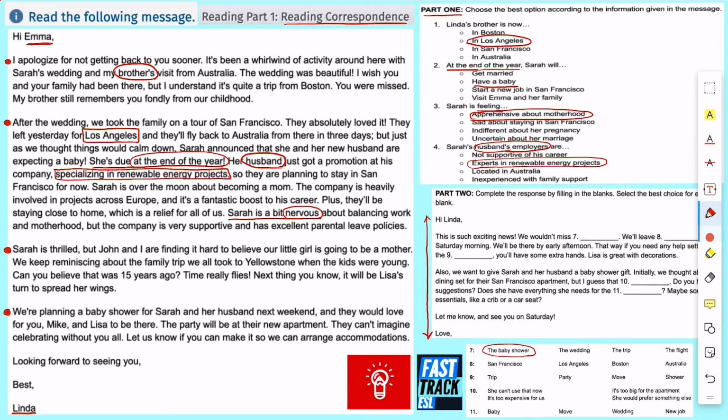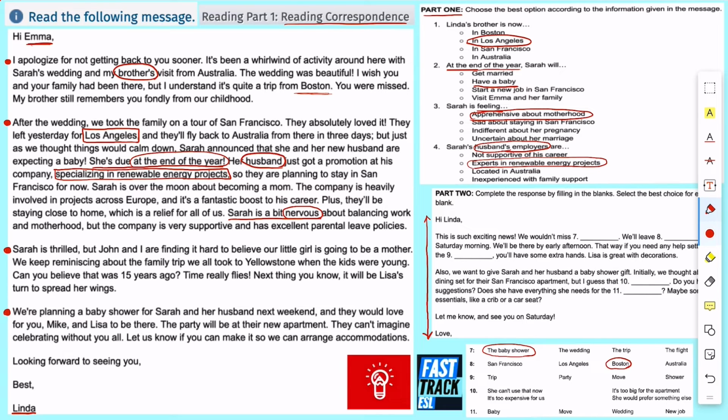right? Saturday morning. All right, so where will they be leaving on Saturday morning? Now, remember where their friends are? Where do their friends live? If you read the first paragraph, last sentence, it says, "I wish you and your family had been there, but I understand it's quite a trip from Boston." And so they are currently located in item C, Boston. So that's the answer to question number 8.